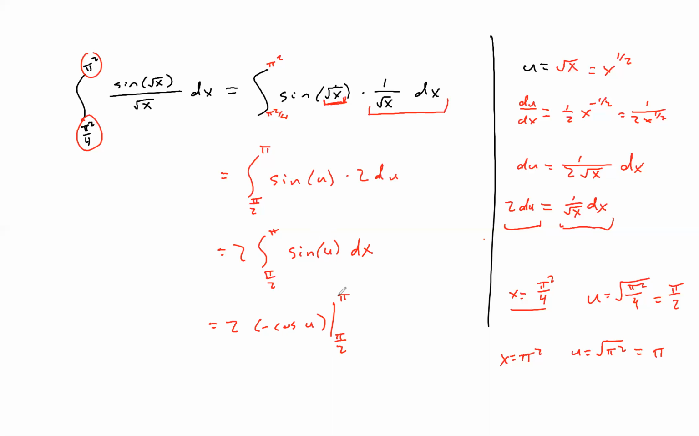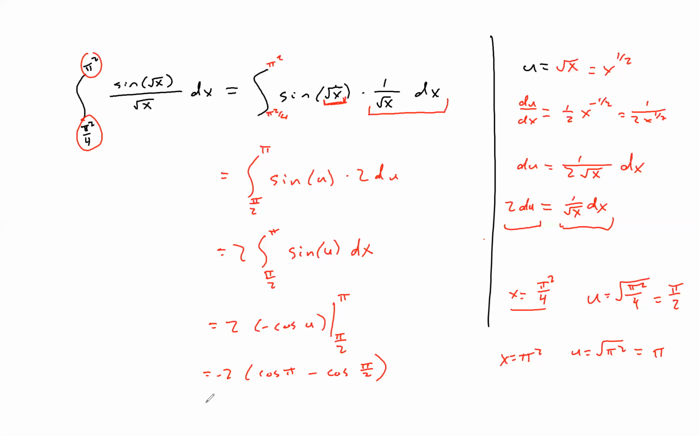Right, the derivative of negative cosine is positive sine. This negative sign, that's a constant that can be brought out front, just makes things a little bit cleaner. So I'm just going to write this as -2 out front and then apply the fundamental theorem of calculus. I've got cosine of pi minus cosine of pi over 2.